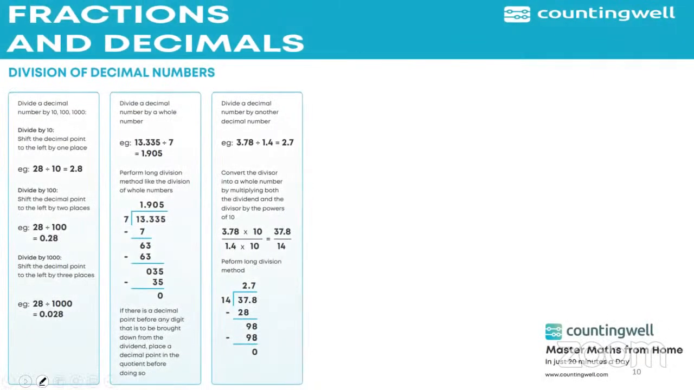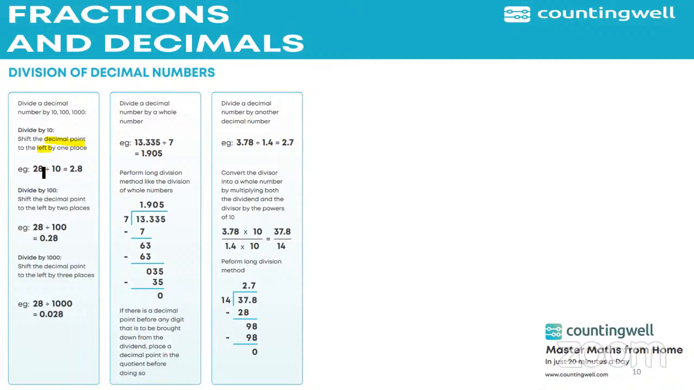Now let us see for division what happens. If you want to divide by 10, we have to shift the decimal point to the left. In case of multiplication, we are shifting to the right. Here we are shifting to the left. So we have 20 divided by 10.